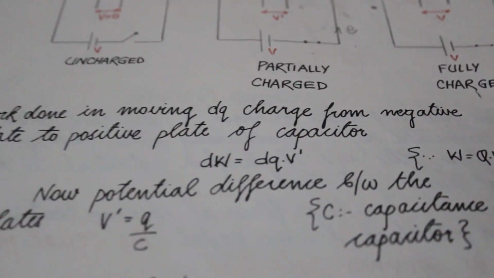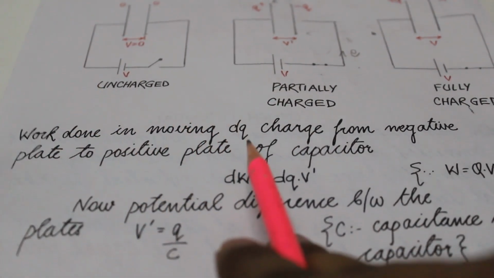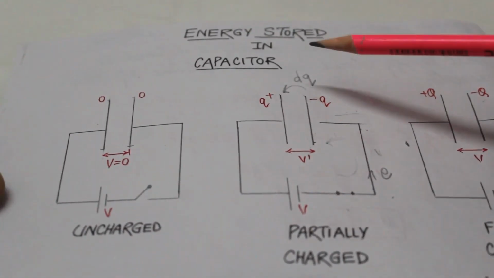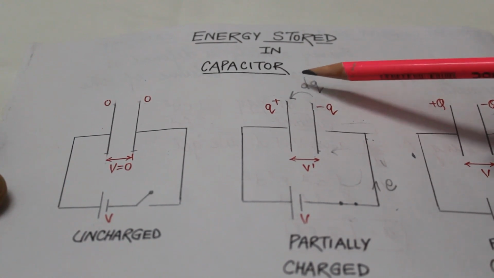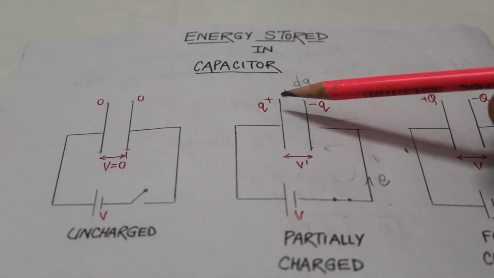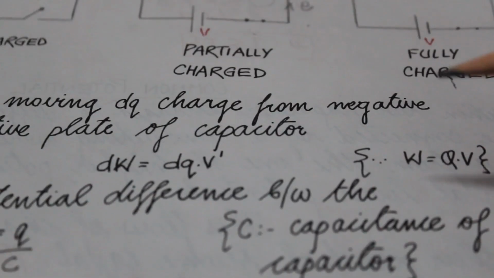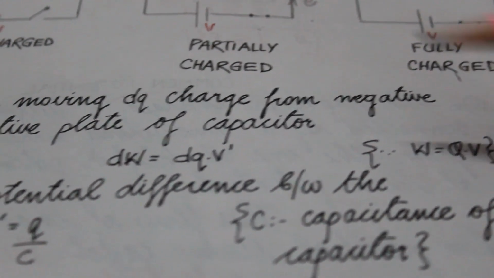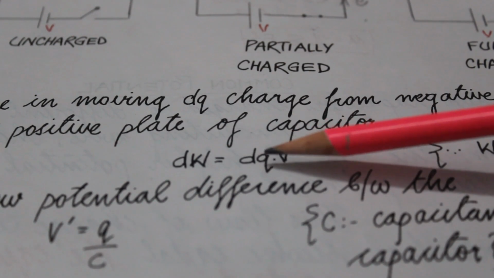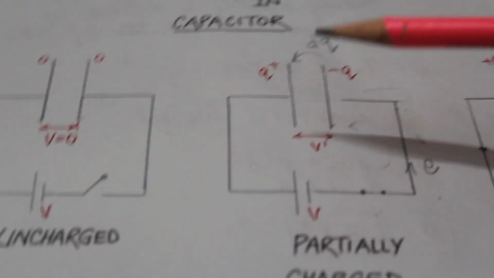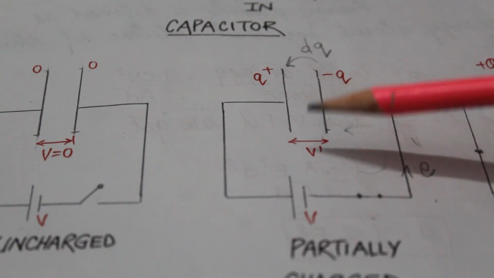So the work done in moving dq charge from the negative plate to the positive plate of the capacitor: as I have already told you, we have assumed that a small charge, that is dq, is being transferred from the negative plate to the positive plate. So the work done, as we know, is given by Q into V. Here the charge transfer is dq, so dW will be equal to dq dot V dash. V dash is the potential between the positive and the negative plate of a parallel plate capacitor.